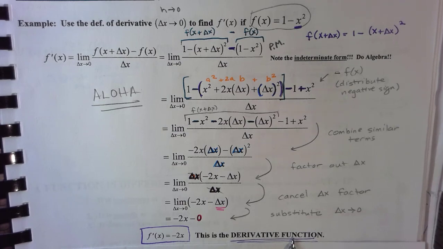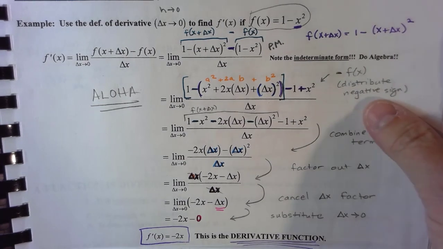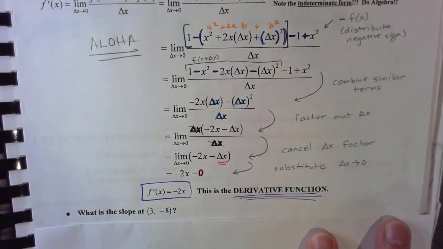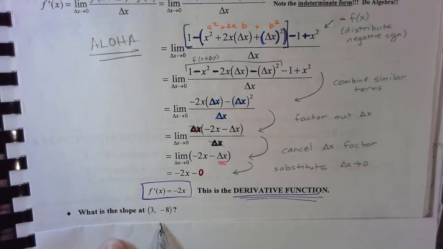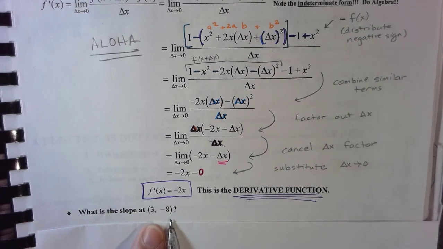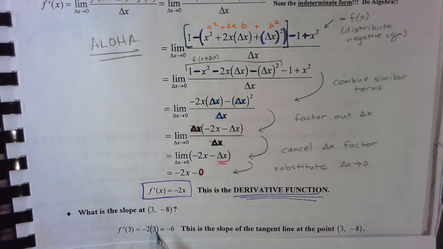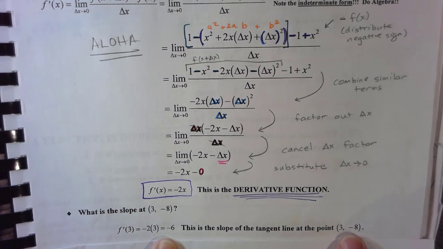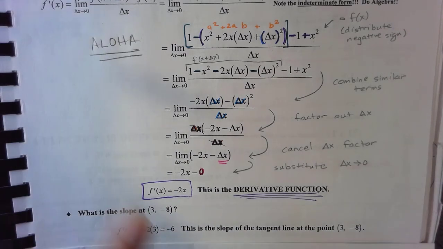Seems like a lot of work. It's just algebra. It's not real hard. Takes time. But here's the beauty. Now I can answer the question, what is the slope at 3, negative 8? I have a derivative function. When x is 3, the slope would be, substitute 3 in there, negative 6. So that would be the slope of the tangent line at 3, negative 8.